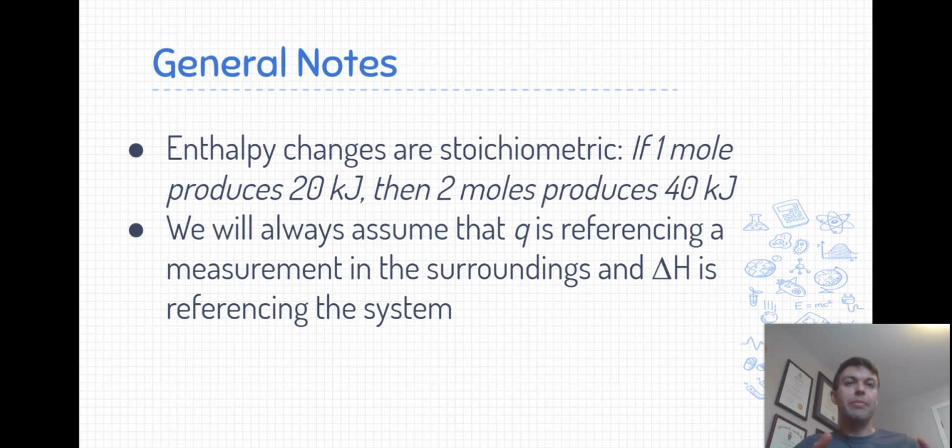And then always remembering what different terms are referencing. When we calculate Q through calorimetry, it is referencing a measurement in the surroundings. When we use the delta H as an approximation of internal energy, it's referencing the system.